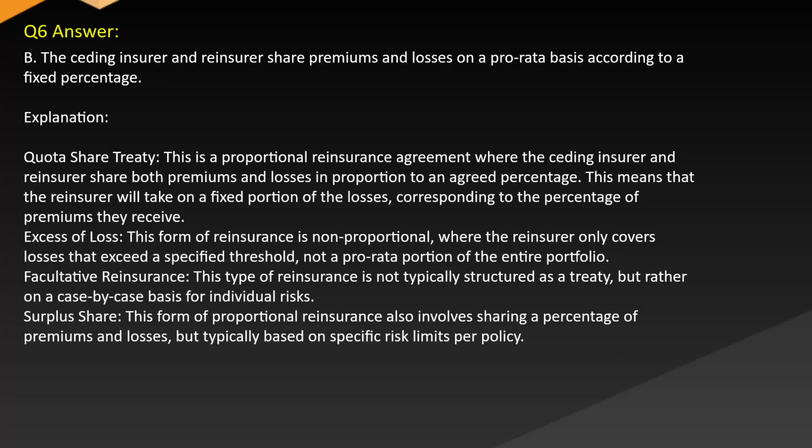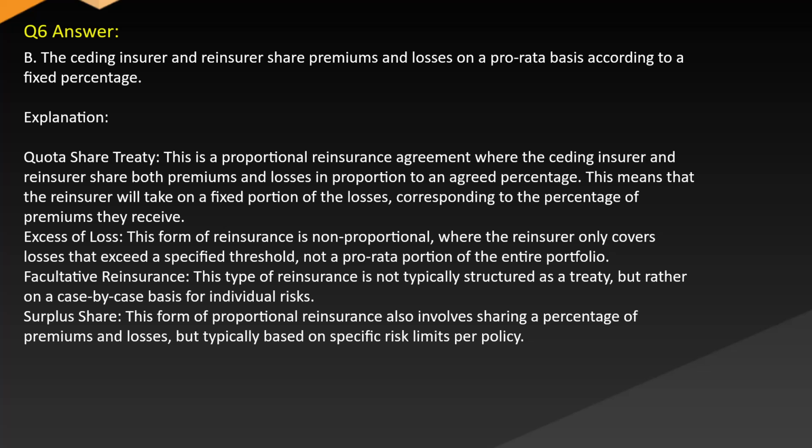Answer: B. The ceding insurer and reinsurer share premiums and losses on a pro rata basis according to a fixed percentage. Explanation: Quota share treaty. This is a proportional reinsurance agreement where the ceding insurer and reinsurer share both premiums and losses in proportion to an agreed percentage. This means that the reinsurer will take on a fixed portion of the losses corresponding to the percentage of premiums they receive.